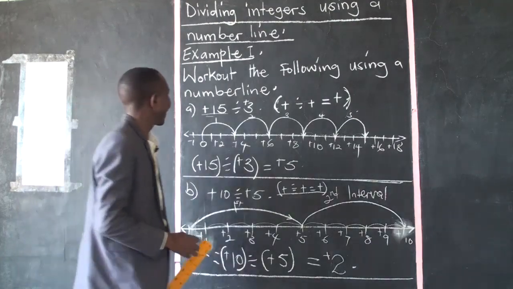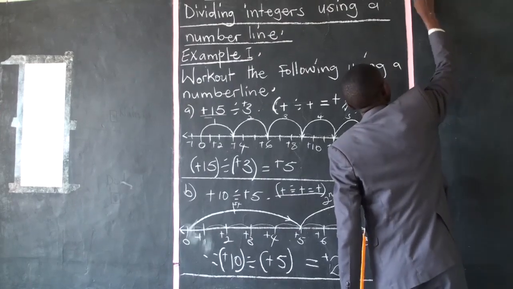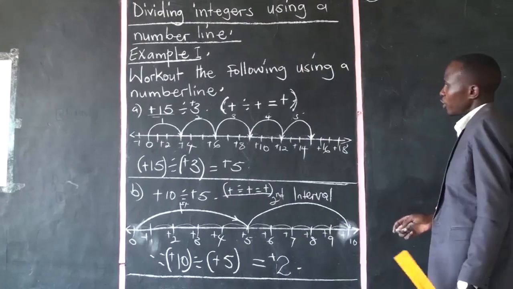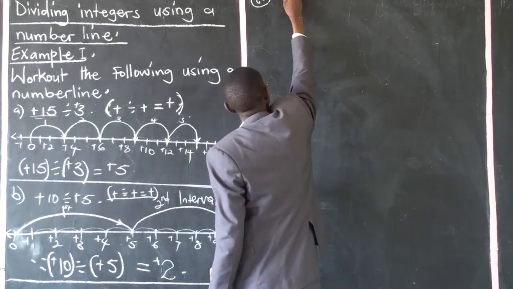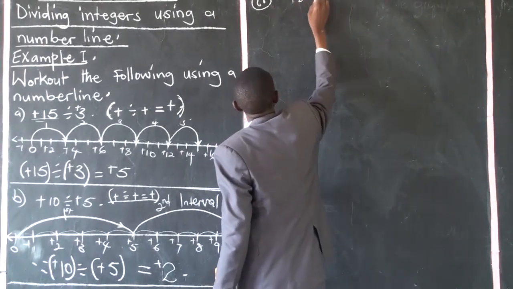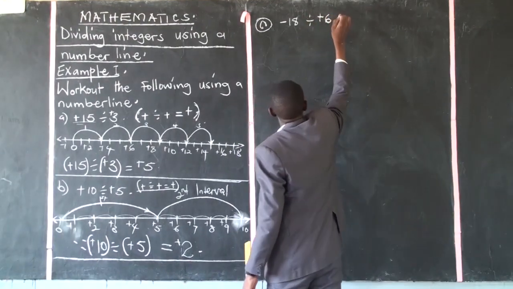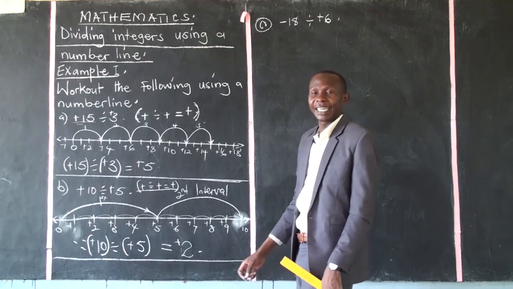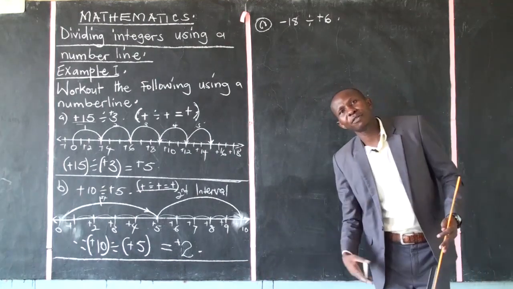Let's look at another number, that is C now. When you look at C, they have given us negative 18 divided by positive 6. Negative 18 divided by positive 6.